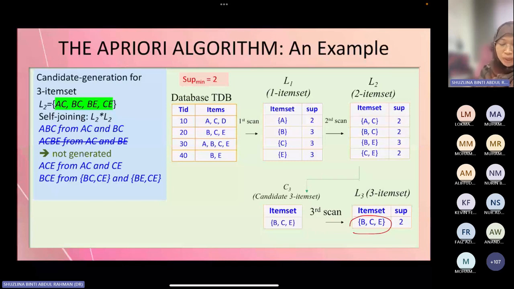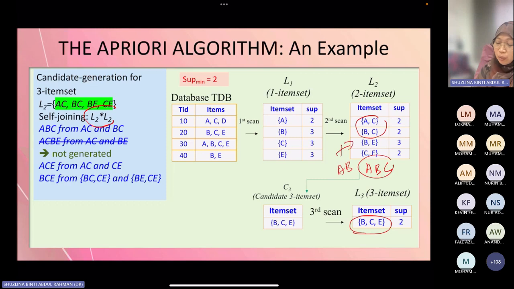As I explained just now, we do the self-joining between L2 and L2. So we do not generate A, B, and C, because it is a superset and AB is not in the frequent list. So we will not generate the superset of ABC. This is a detailed explanation. And with that, we get the support of BCE, which is 2.